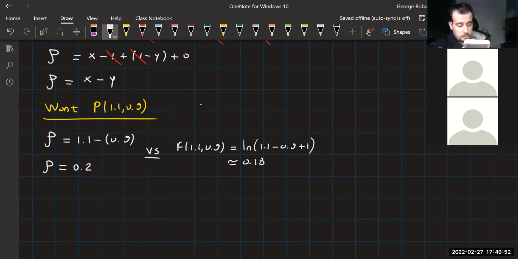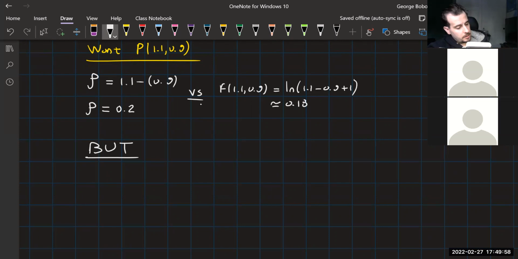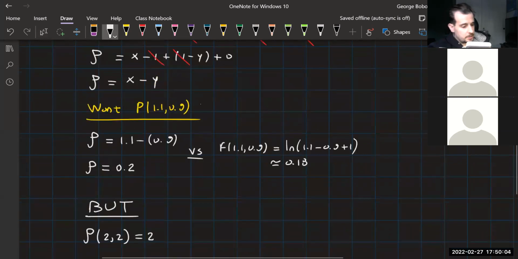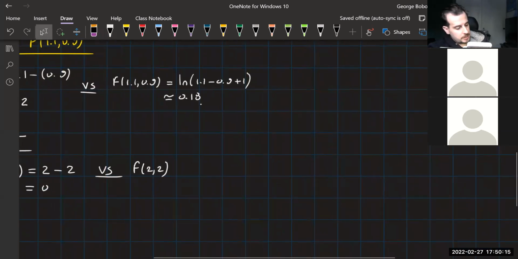It's a good approximation, right? But okay, what if I went to do it, like I said, at 2 and 2 right now? You'd get here 2 minus 2, or 0. And then versus the actual function, look at this one now, just to see how trashy it will become: ln of 2 minus 2.